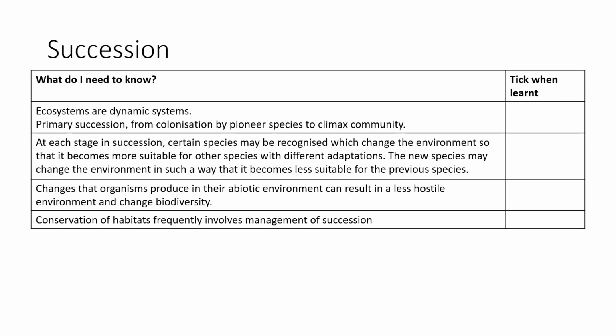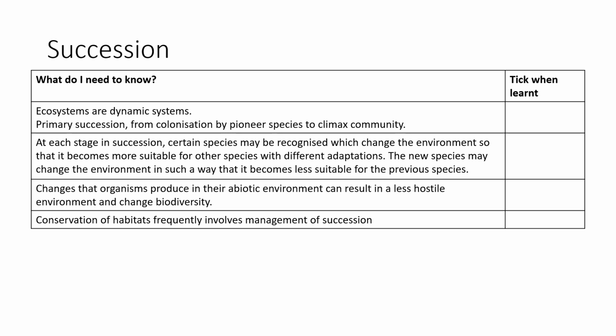This video is about the process of succession. By the end of this video, you should know that ecosystems are dynamic systems, which means that they're changing. We should understand the process of primary succession from colonisation by pioneer species through to development of a climax community.